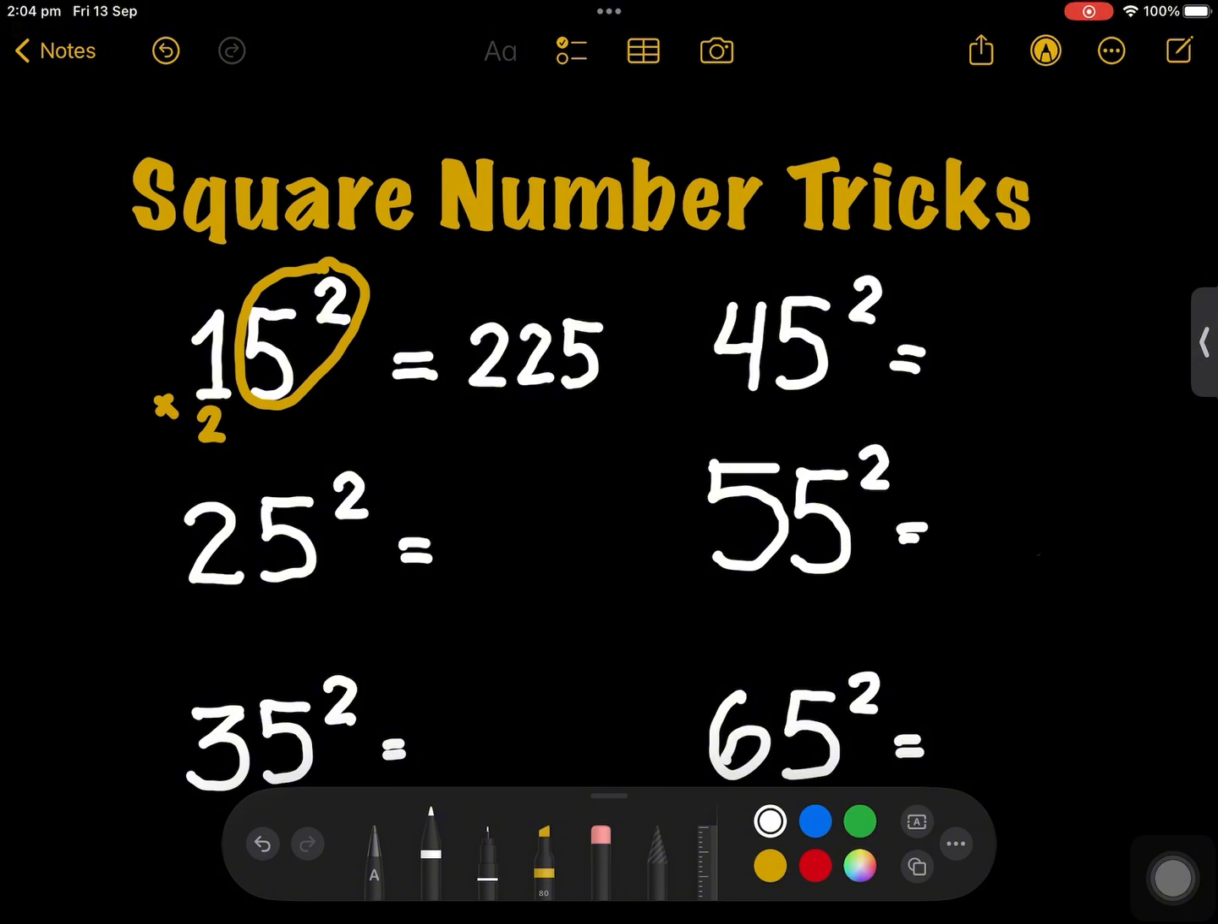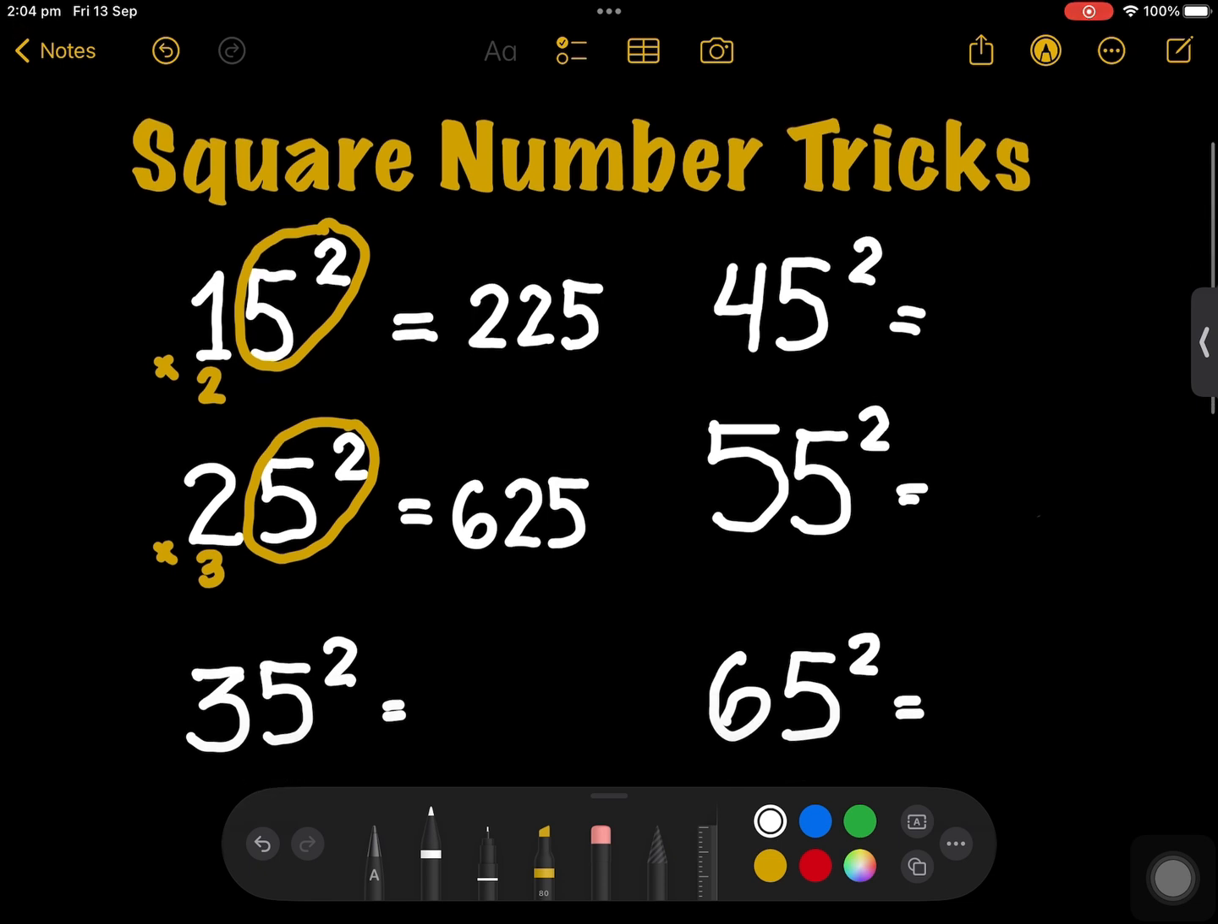Next is 25 square. So the next number after 2 is 3. So you multiply 2 and 3, which is 6. And after that, again, you have to find the square of 5. And the square of 5 is 25. So 25 square is equal to 625.